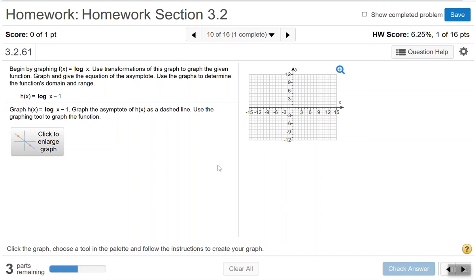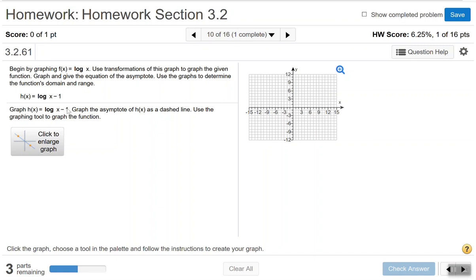In this video, we're going to take a quick look at graphing the logarithmic functions in MyMathLab. Here we want to graph the function h of x equals log, and if you don't see a base there, it's understood to be base 10, so log base 10 of x minus 1.